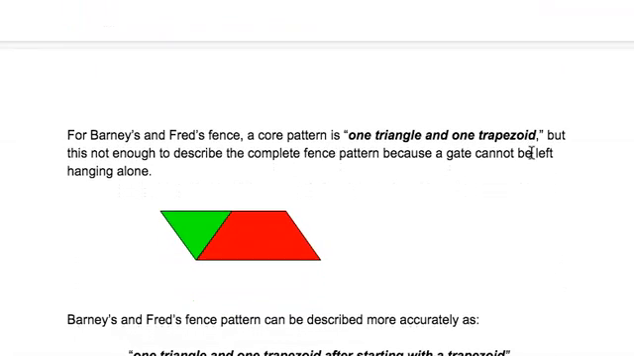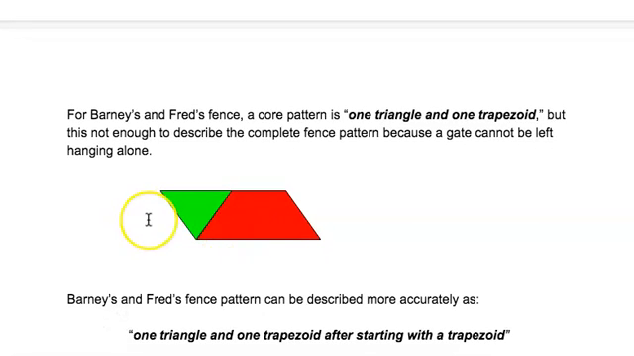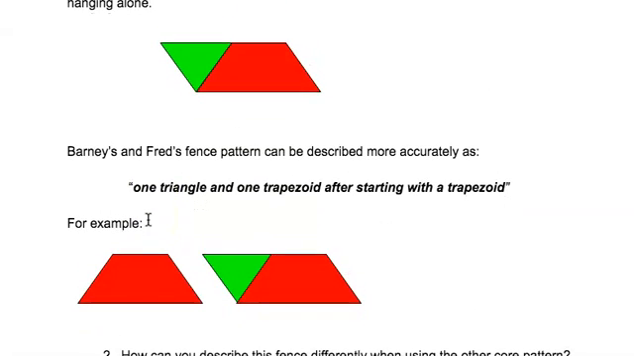Okay, for Barney and Fred's fence, a core pattern is one triangle and one trapezoid, but that's not enough to describe the complete fence pattern because a gate can't be left hanging alone right here. So here's how we fix that problem. One triangle and one trapezoid after starting with a trapezoid. So remember in my example, this was a starter to our pattern and this was the core pattern. And it's important that you notice that because again, this green can't just stay on its own.